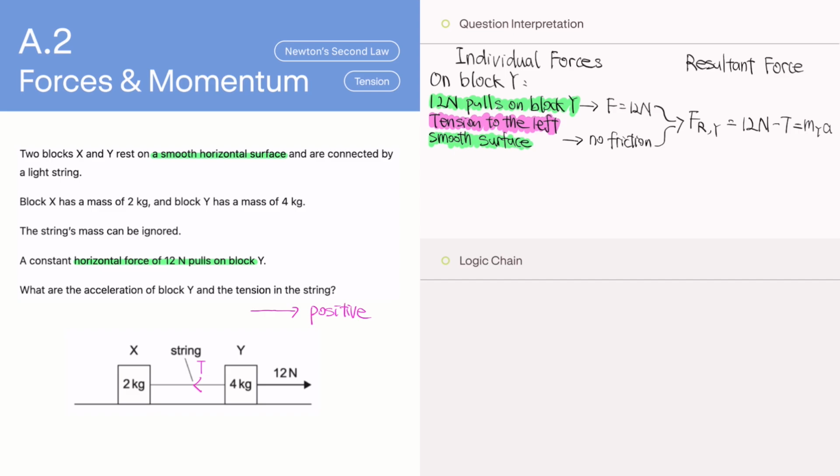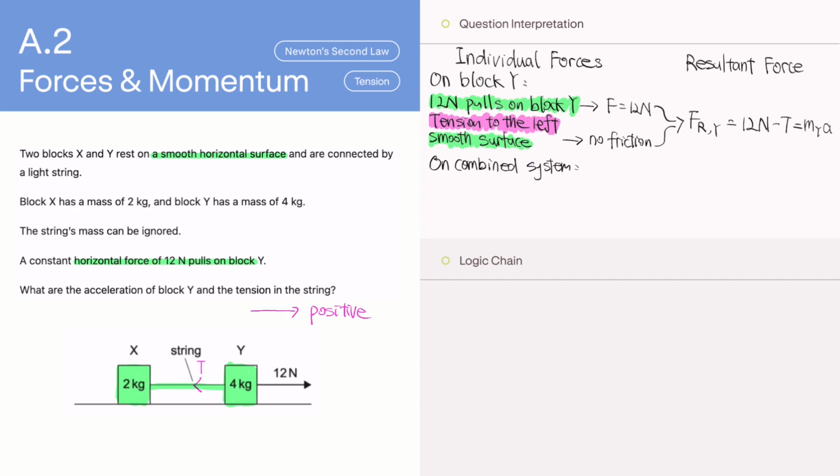Now notice this equation gives us two unknowns, tension and acceleration. That means one equation is not enough. We need another one. So how do we do it? Here's a trick. Since block x and block y are connected by a string, they move together with the same acceleration. So we can treat them as one combined system.